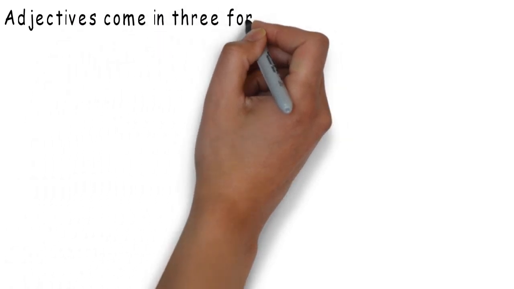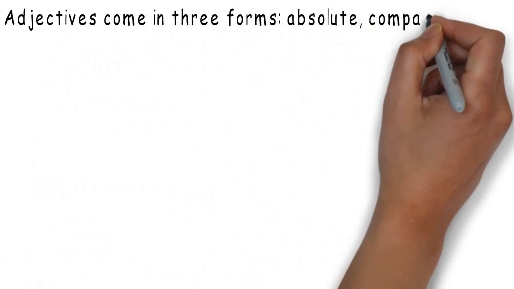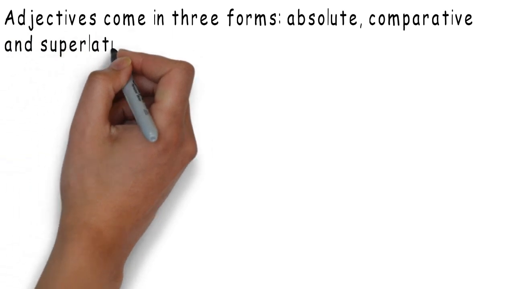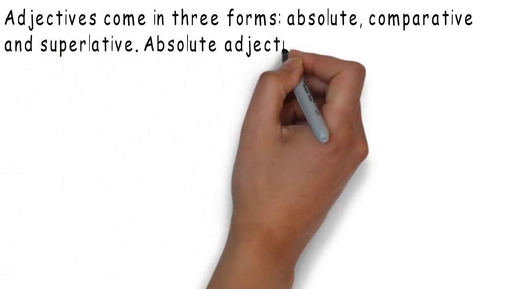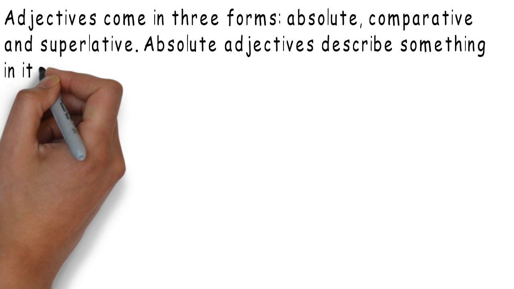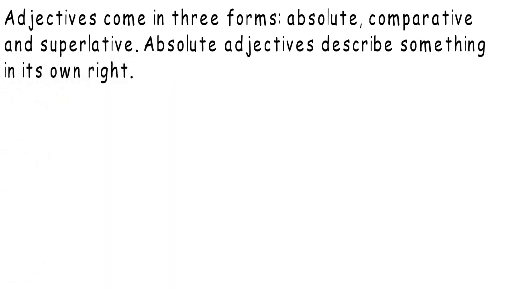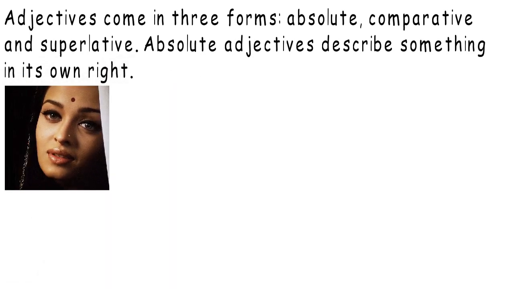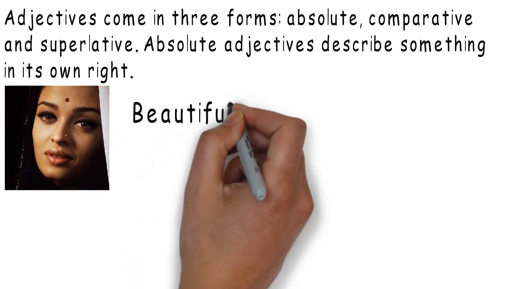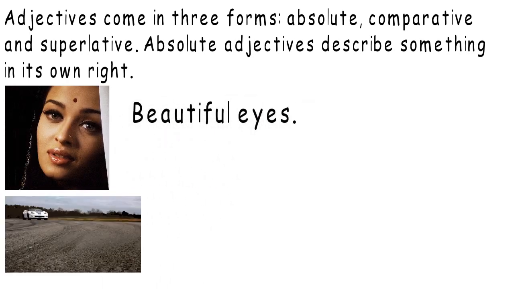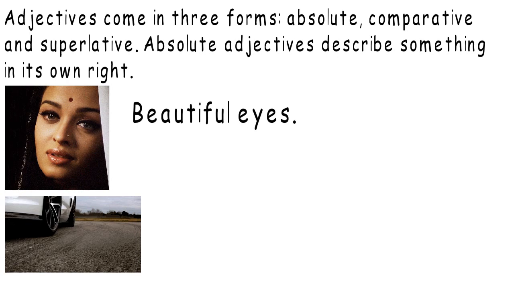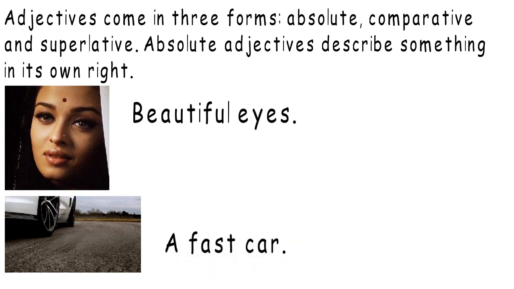Adjectives come in 3 forms: absolute, comparative, and superlative. Absolute adjectives describe something in its own right. Beautiful eyes. A fast car.